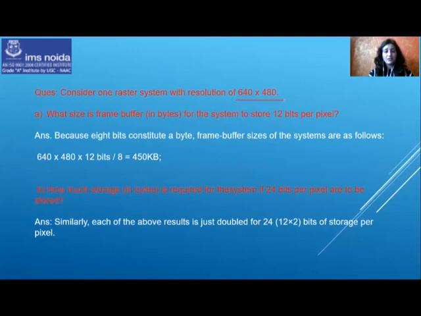Let's see another example. Suppose there is a raster system. The resolution is given as the number of horizontal cross vertical pixels. So what is the size of the frame buffer? There are two questions. The first is the size of the frame buffer when the system stores 12 bits per pixel. The formula is 640 into 480 into 12. And why is it divided by 8? Because we have to find the frame buffer size in bytes, so we have to divide by 8. So 450 kilobytes is the answer.